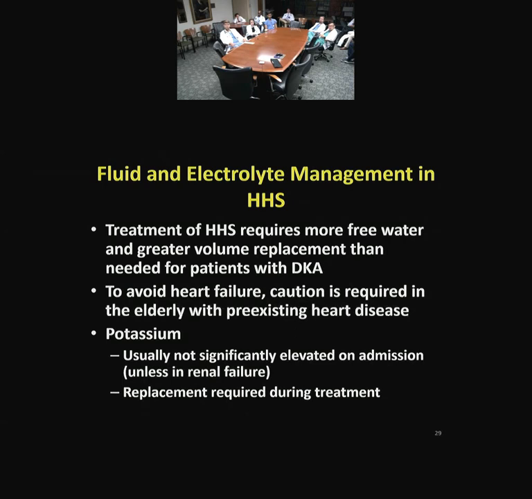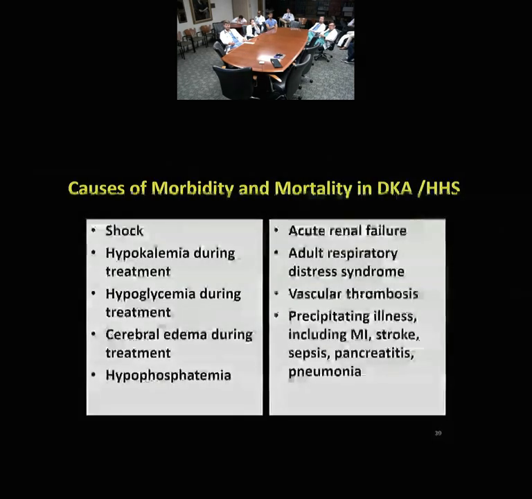So remember, the HHS patients are more volume depleted, 7 liters in DKA versus 10 liters in HHS, and usually these are elderly patients. So just consider heart disease. Make sure you don't blast them with fluids if they have heart failure. And in HHS, usually there is no significant elevation on admission unless the patient is in renal failure. And remember, in HHS, there is also replacement required during the treatment.